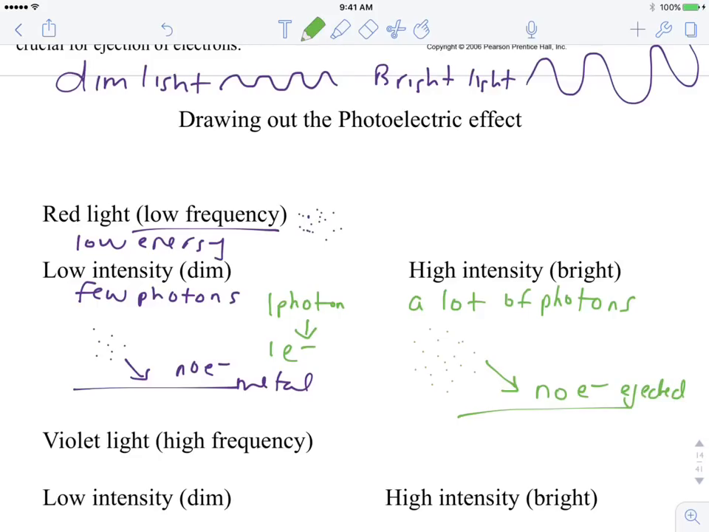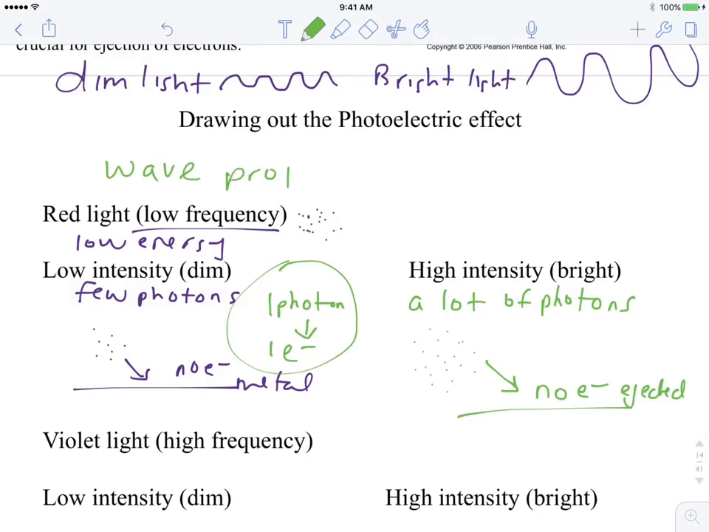Why are there no electrons ejected? Well, remember that one photon will interact with one electron. So a lot of photons, they'll be hitting that metal, but none of those photons will have enough energy to eject an electron.